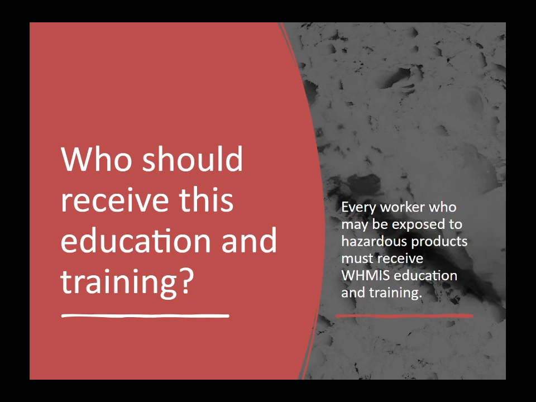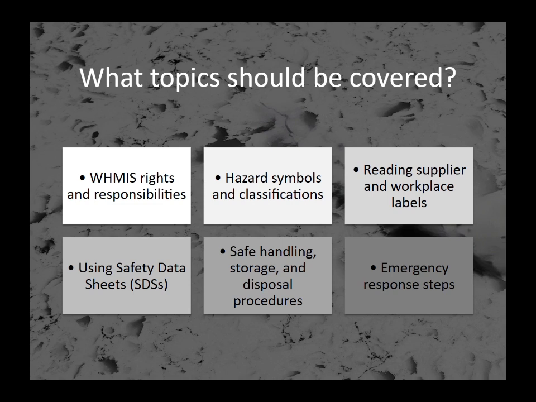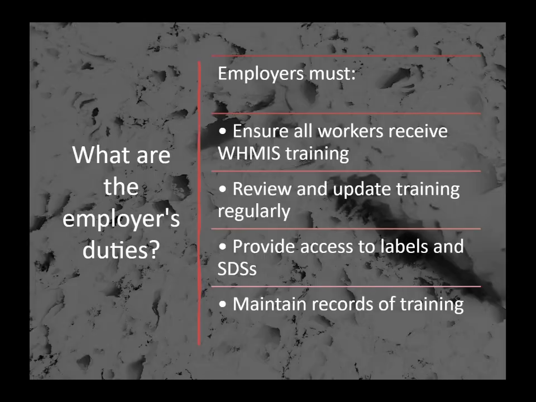Covered topics. A comprehensive training program should cover a range of topics, including worker rights and responsibilities under WHIMIS, hazard symbols, pictograms, and classifications, how to read and understand both supplier and workplace labels, how to find and interpret information on a safety data sheet, SDS, and the specific safe work procedures for handling, storing, and disposing of hazardous products used at the workplace, including emergency response steps.